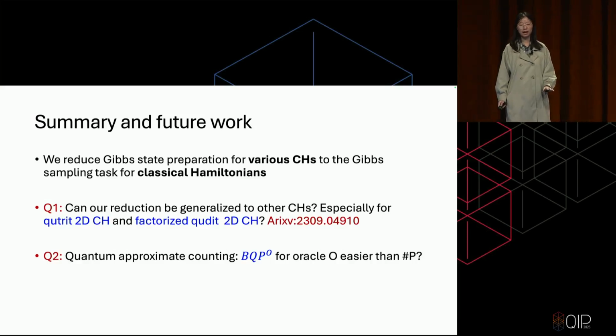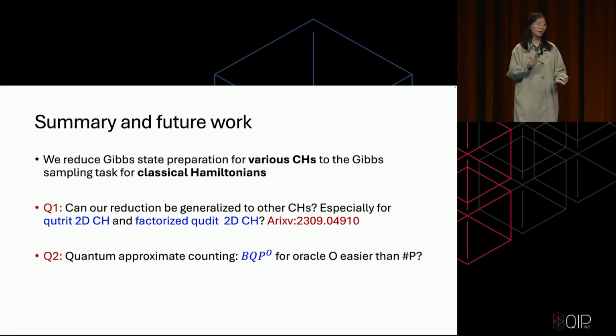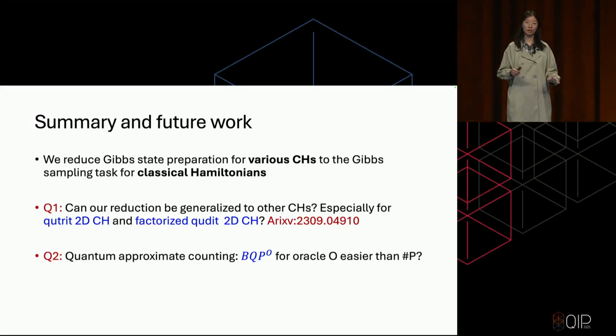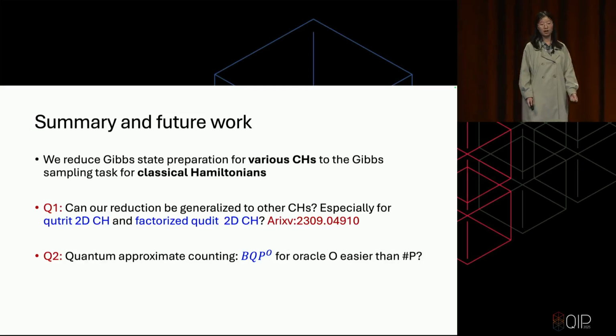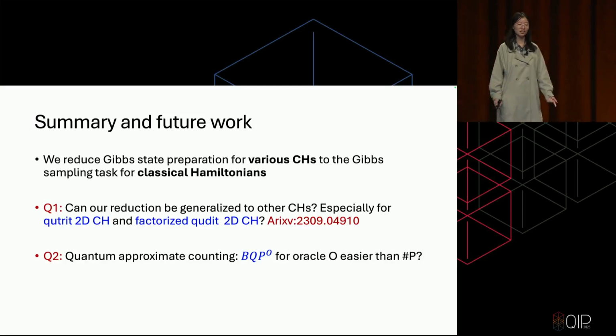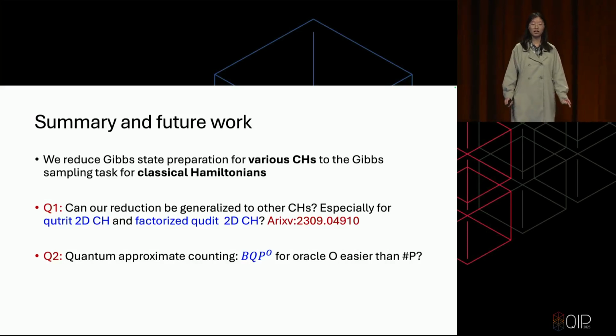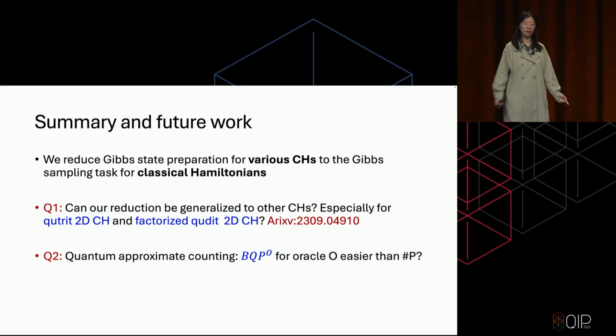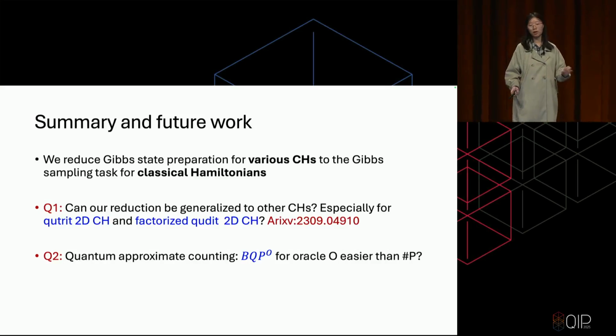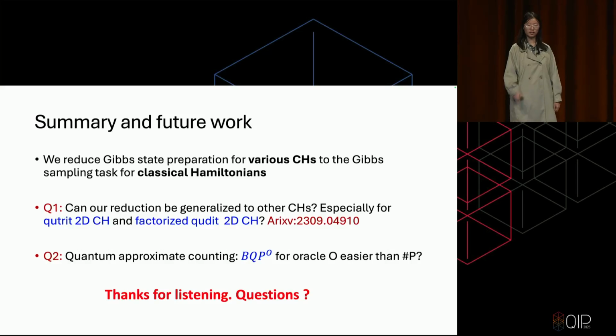We are very curious whether more results, especially structural results for commuting Hamiltonians from Hamiltonian complexity, can be used to get such Gibbs sampling reductions. That's the first open question. The second one, as I mentioned, is the complexity of quantum approximate counting. I'm interested to see whether someone can show that quantum approximate counting is in BQP to something, where the oracle O is something weaker than QIP. Yeah, that's all. Thank you.